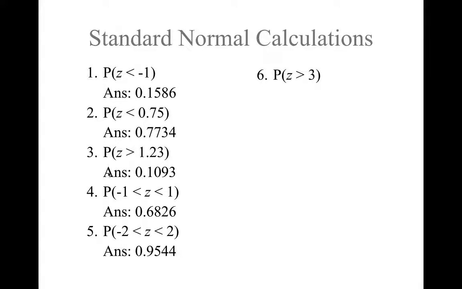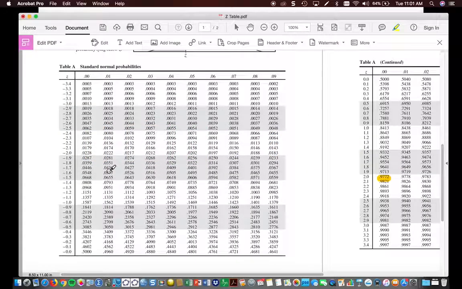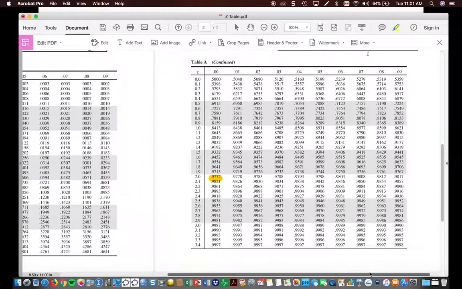Okay, next one. What's the probability that z is bigger than 3? To find this one, you could go to the table and find the probability that z is less than 3. The probability that z is bigger than 3 is the complement of that. So 1 minus 0.9987 gives me about 0.0013. The empirical rule says that answer is going to be 0.0015. We're not going to sweat the fourth decimal place.